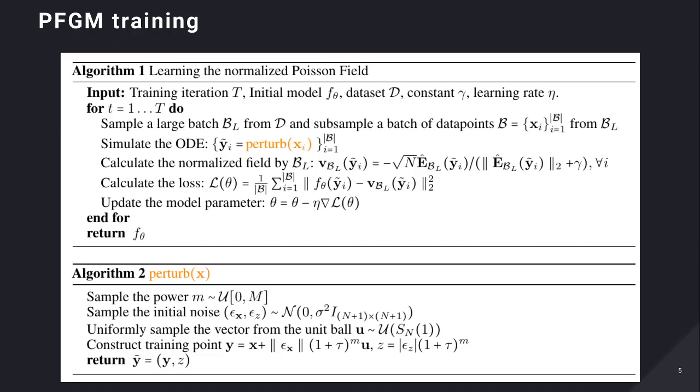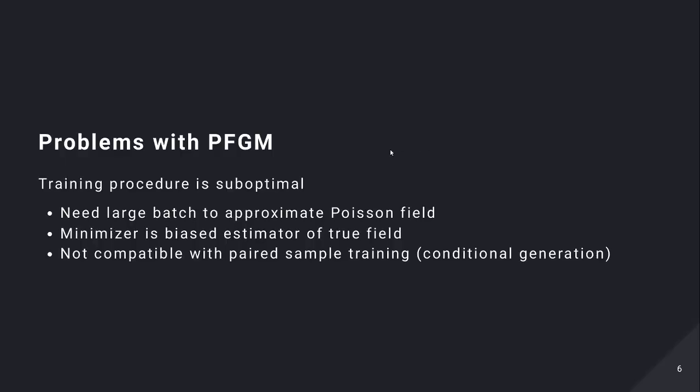So the original paper had a bit of a problem though, was that the training process was a bit complicated because you had to sample first a large batch of data to approximate your field, and then you had to sample a batch of data to actually learn the field, and then you had to perturb them in a bit of a complicated way. So even though your actual loss was fairly reasonable, the sampling process was complicated, and there were other problems.